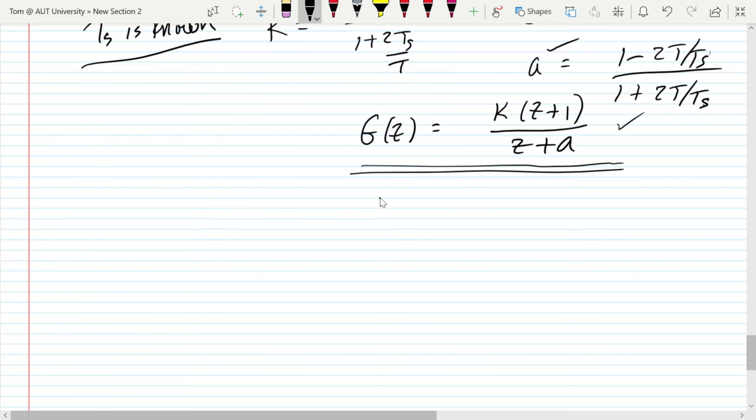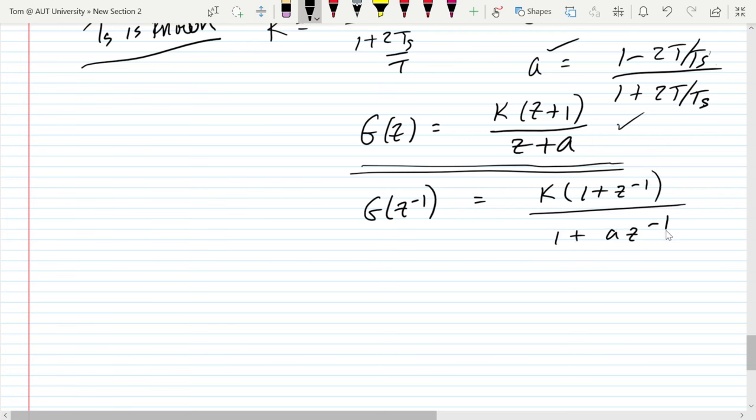So I'm going to write this in what's called the backward form, just by writing it in negative powers of z. So it's like I've divided the numerator and denominator by z. So I get 1 there, and I get 1 over z, which is z to the minus 1. 1 plus a over z is that.